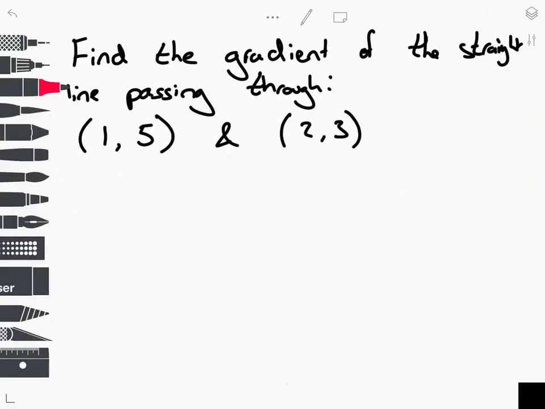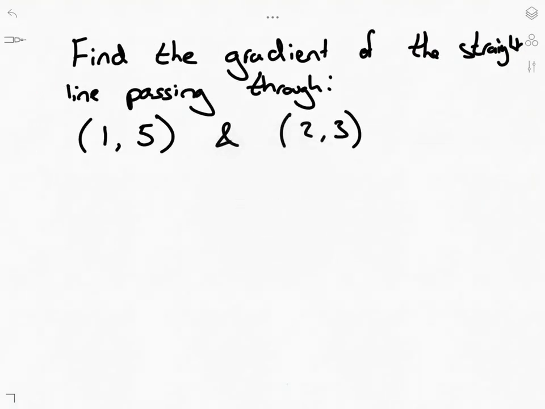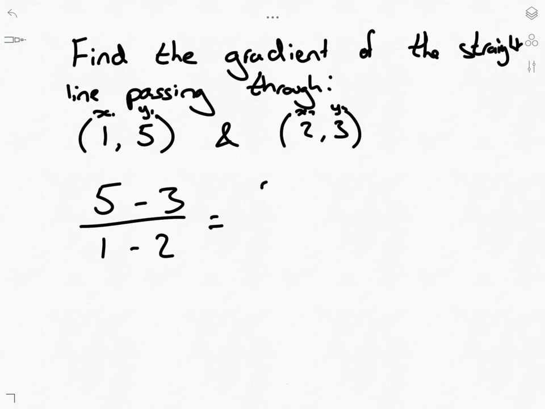I'll go through one last one. Sometimes they'll ask you something like this: find the gradient of a straight line passing through these 2 points. So it's just the same as what we've been doing, but we don't have a picture. We've got our x1, y1, x2, y2. Let's do it really quickly. So y1 take away y2, divided by x1 take away x2. So we're going to get 2 over minus 1. So it's a gradient of minus 2.